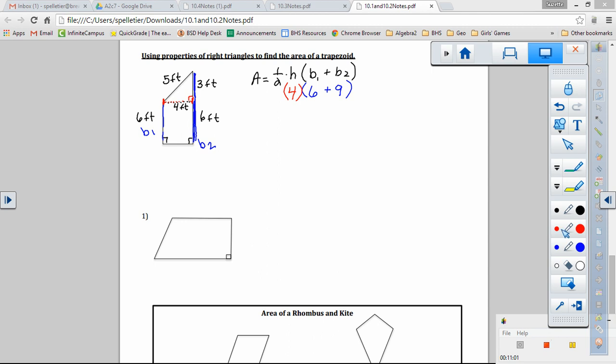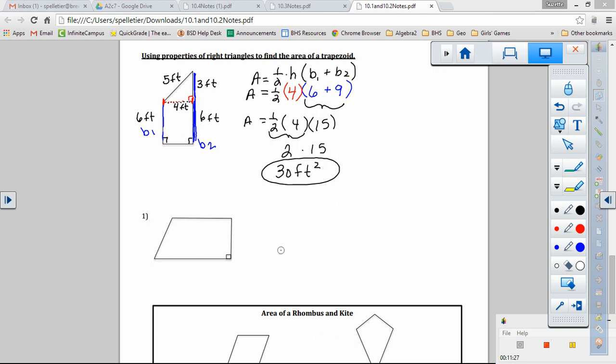And then I have to multiply all of that by 1/2, or take half of the answer. So 6 plus 9 gives us a total of 15 times 4 times 1/2. An easy way to do this is, what's 1/2 of 4? That's 2 times 15 gives me an answer of 30 feet squared. So there is your formula for trapezoid and how to pay attention to doing the bases first, adding them together, then multiplying. Let's look at example 1.